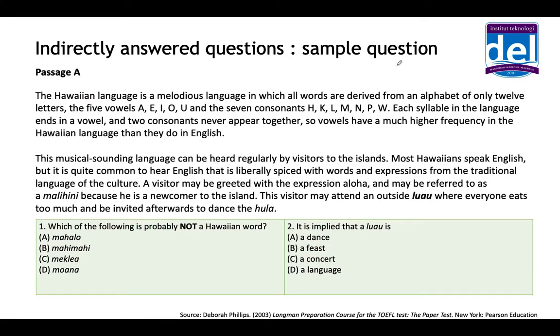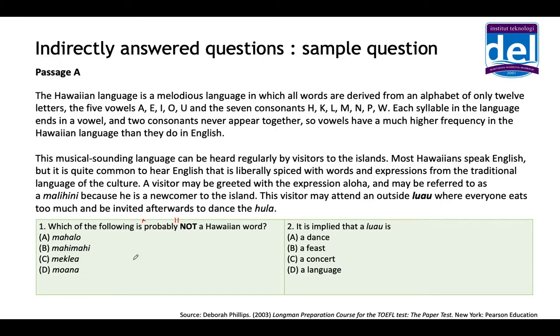Now we'll look at a sample question. The first thing we do is go to the question and identify the type of the question. Question number 1 says, which of the following is probably not a Hawaiian word? We can identify that we've got the word probably here. It means that this question belongs to indirectly answered questions, so we have to make some inferences based on the statements available here. The keyword here is not a Hawaiian word. And there are some options here, which are some words: mahalo, mahi mahi, meklea, and mana.